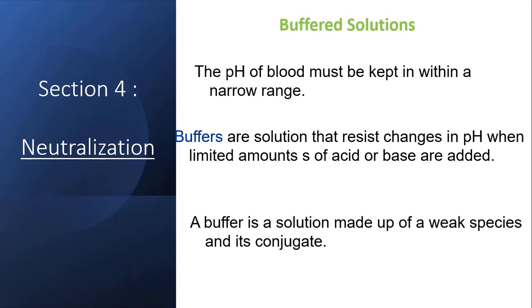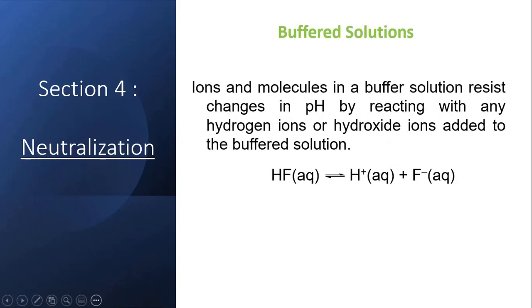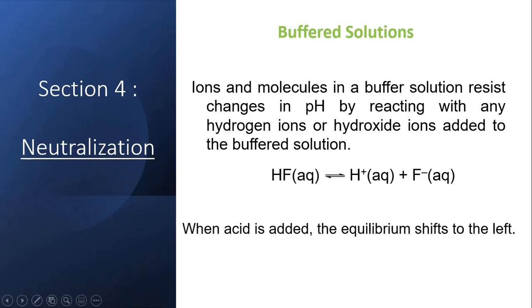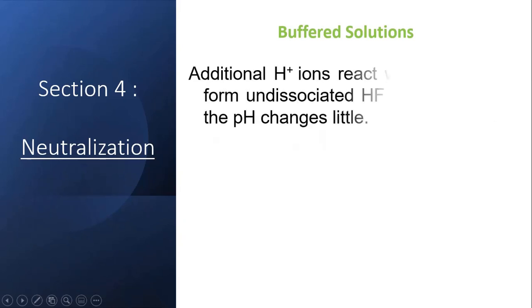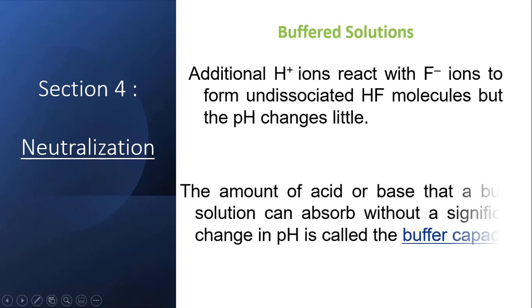A buffer is a solution made up of a weak species and its conjugate. We will see a weak acid and its salt, or a weak base and its salt, and so on. Ions and molecules in a buffer solution resist a change in pH by reacting with any hydrogen ions or hydroxide ions added to the buffer solution. We have HF that produces H positive and F negative. When acid is added, the equilibrium shifts to the left. So if we add acid, additional H positive ions react with F negative ions to form undissociated HF molecules, and the pH changes only a little bit.